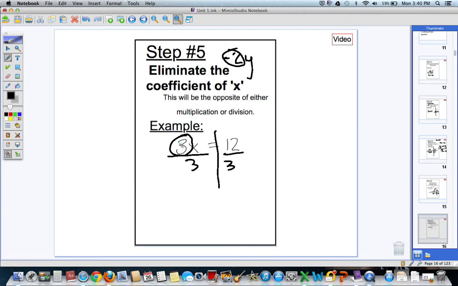3 divided by 3 is 1, which gives us 1x. And 1x is the same thing as just x. So down here, I'm going to know that and just write x. 12 divided by 3 is 4.